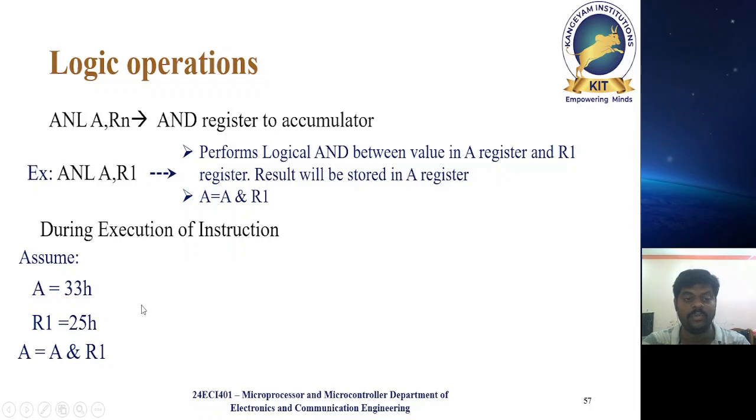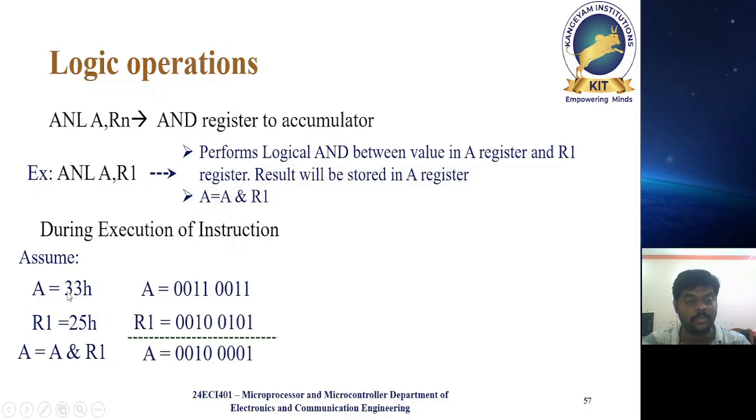How will it be performed? Suppose 33 is the A value. The binary representation of 33 will be like this: 0011 0011. This is the binary representation of 33. Same, R1 value we are having 25. The binary representation of 25 is 00100101.